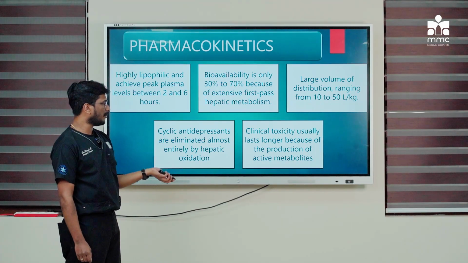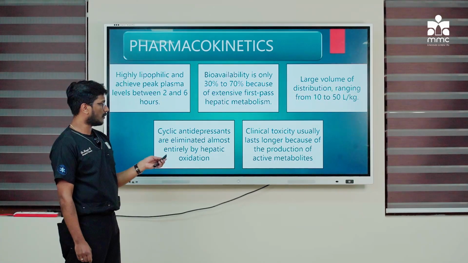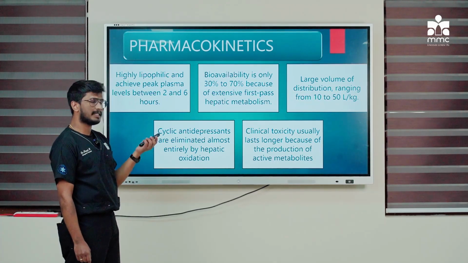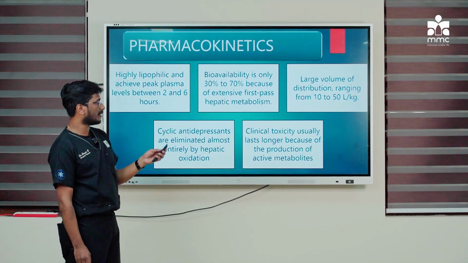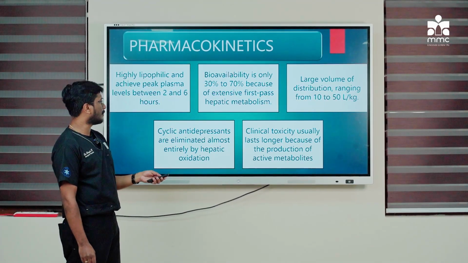If imipramine is metabolized, it is converted into desipramine. So both are active metabolites, so its action is prolonged. That is all regarding the pharmacokinetics of cyclic antidepressants.